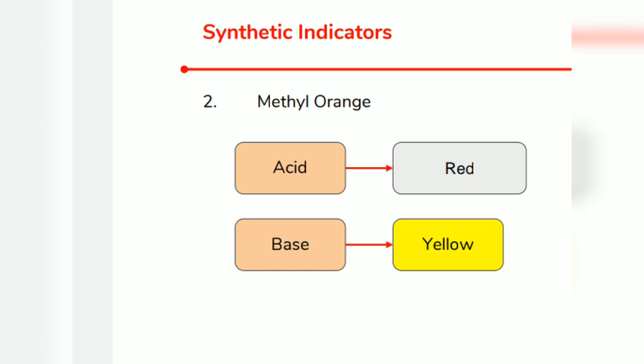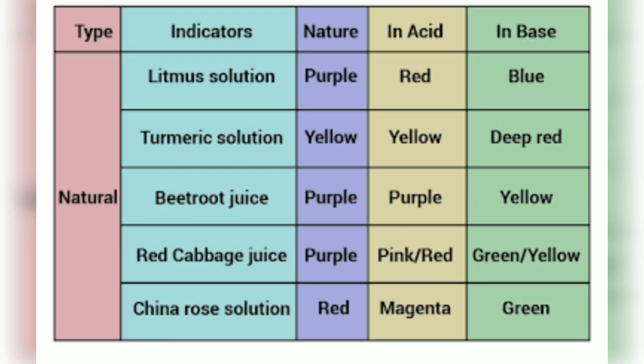Litmus is a natural one, but phenolphthalein and methyl orange are synthetic, man-made. If you put methyl orange in acid, it will turn red, and if you put methyl orange in base, it will turn yellow. So this is what you have to remember particularly, that in acid it will give a wine red color, and in the base it will be giving the yellow color.